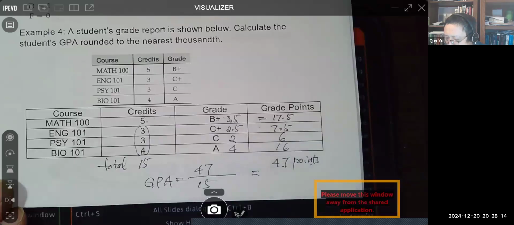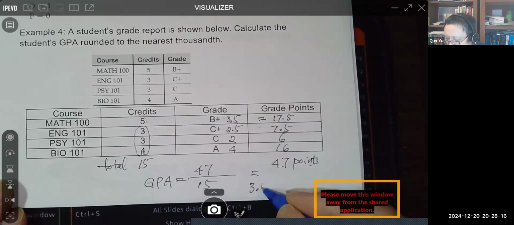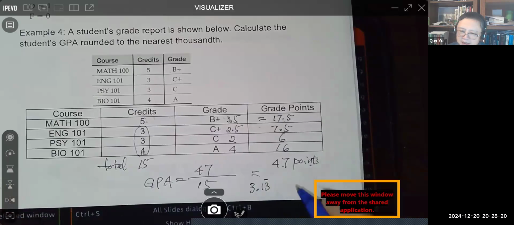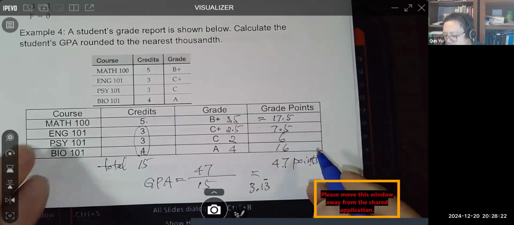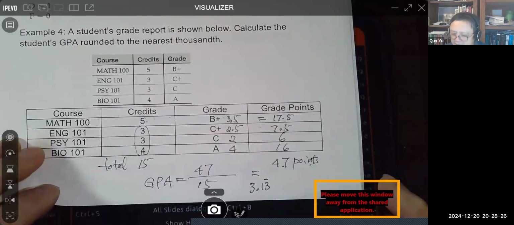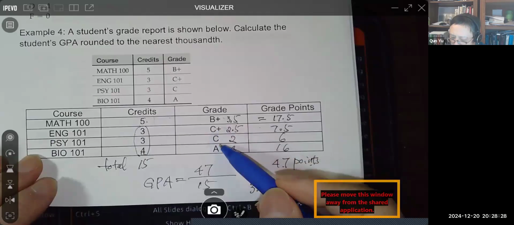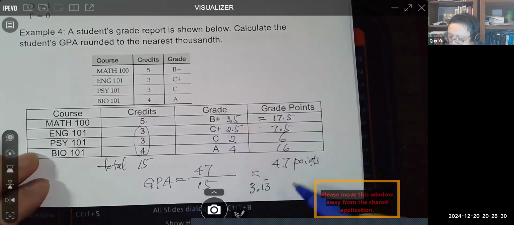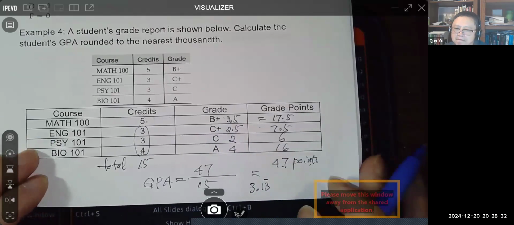3.133 repeating. So 3.133, you put a 1 on top of the digit repeating. But if you round it to 2 decimal digits, you're going to have 3.13. That makes sense. You got a couple of C's, you got a B, you got an A, so a little bit over B, that makes sense, right?